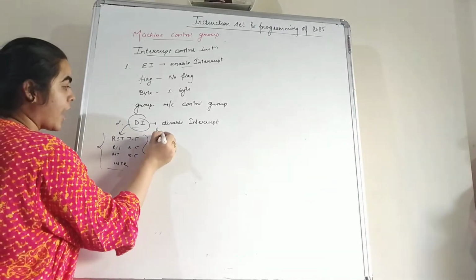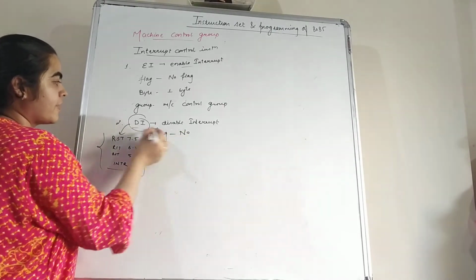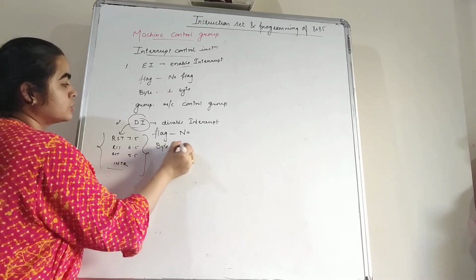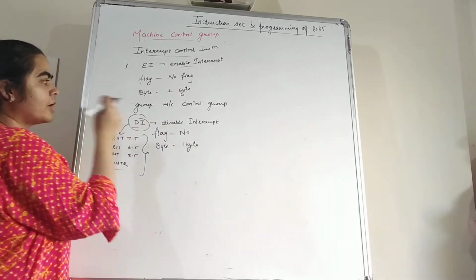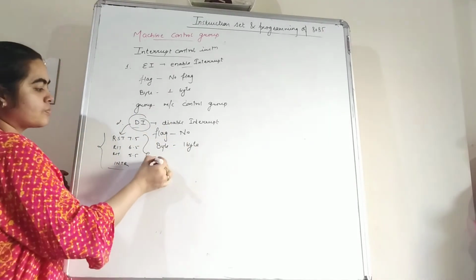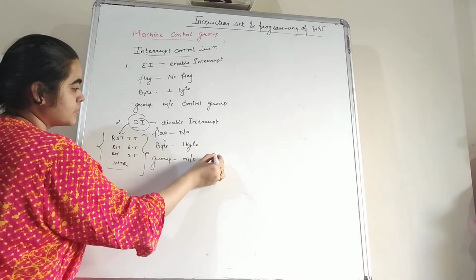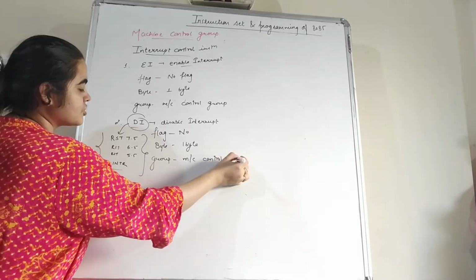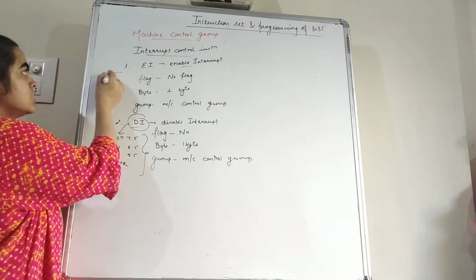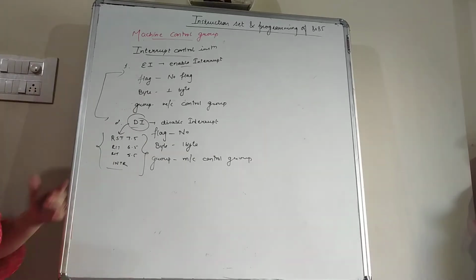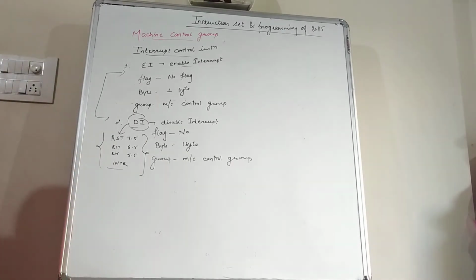Next one is the flag. No flag will be affected when we execute this instruction. Next is the byte. This instruction will occupy 1 byte of memory. Next one is the group. This instruction comes under the machine control group. So these are the enable and disable interrupt instructions, used to enable and disable the interrupts.